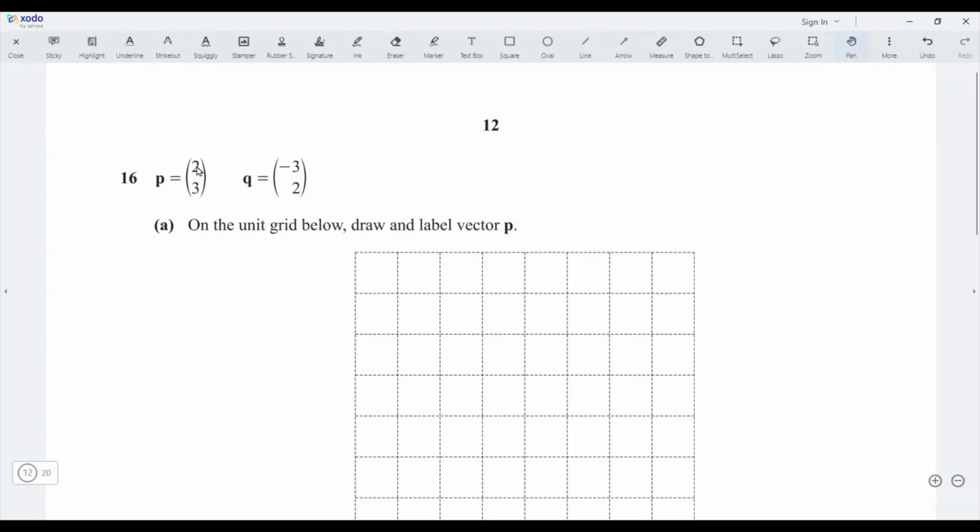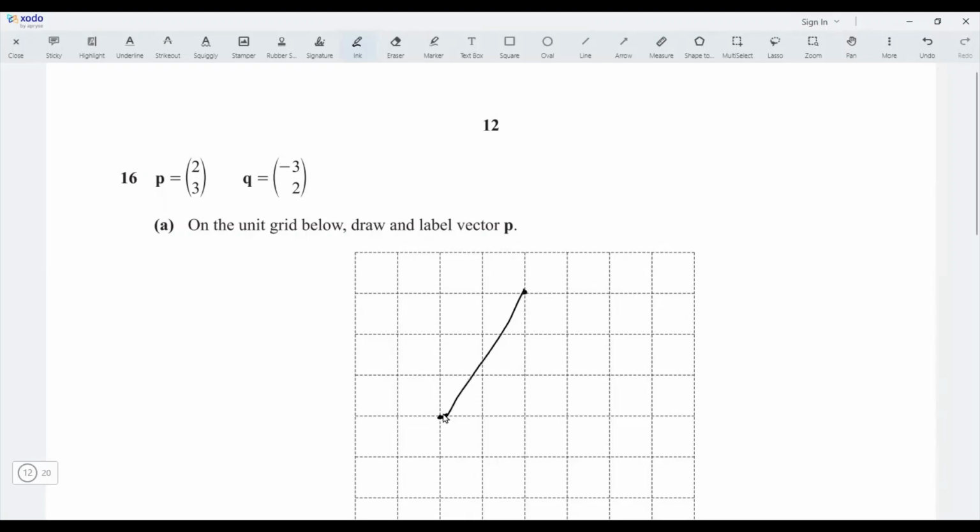The very first element is denoting the change in x-axis, and the second one is denoting the change in y-axis. Positive 2 in x-axis means if we start from this point, we have to shift 2 units rightwards. So we have shifted till here. And positive 3 means we have to shift 3 units upwards, means 1 unit is this, 2 and 3. We have to stop here, joining these 2 points.